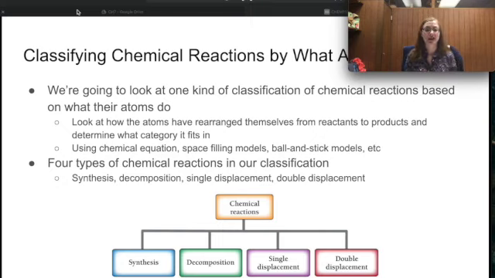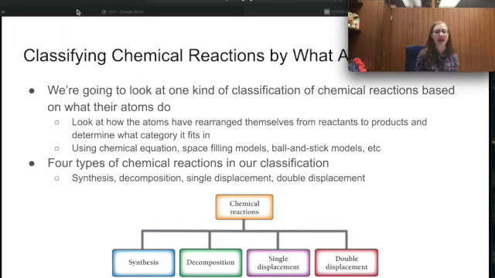So again, we're going to look at one kind of classification, but there are others, like what kind of chemistry is happening versus what the atoms do. Because we could have different kinds of chemistry happening in each of these categories, or we could have different kinds of reactions happening in each of those kinds of chemistry.